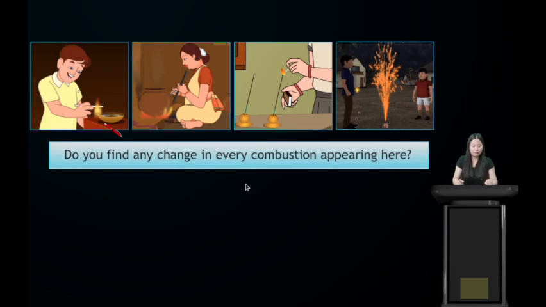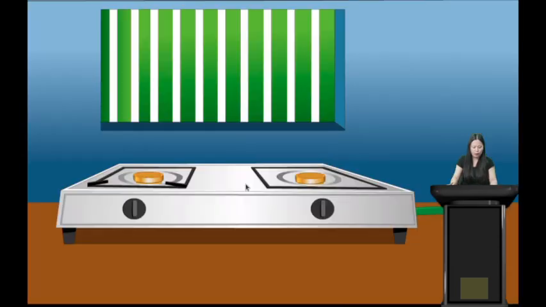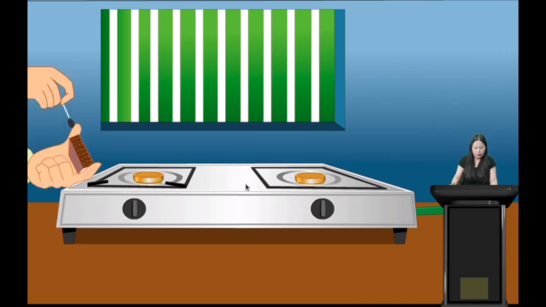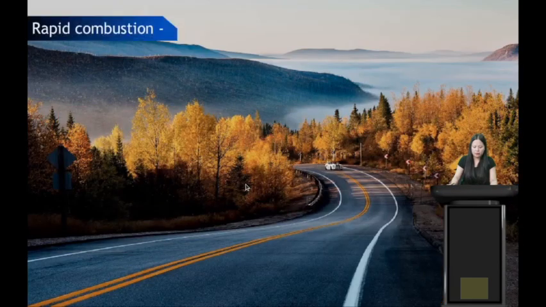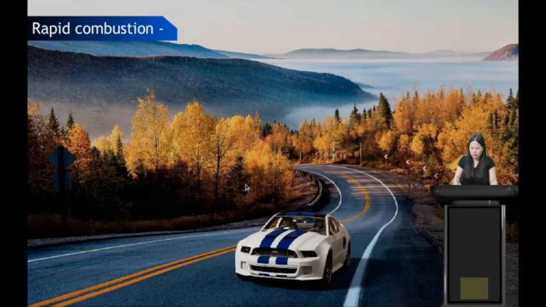Yes, students, we see different types of combustion, so we will discuss them one by one. Here we see a gas stove. Let us observe. A person brings a lighted matchstick and turns on the switch of the stove. What happens? We see that the gas starts to burn rapidly. So this type of combustion is known as rapid combustion.